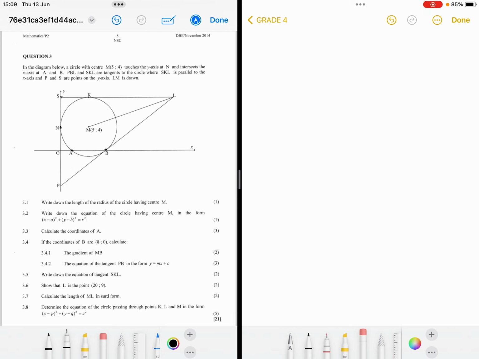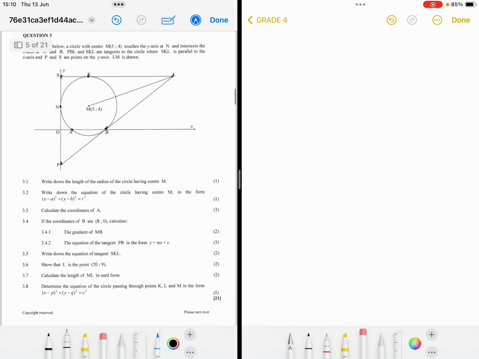So we have a tangent here, which is SKL and PBL. By looking at this diagram, we can see that this analytical geometry diagram really reflects a theorem from Euclidean geometry called tangents from a common point L. Yes, so this diagram is very familiar.